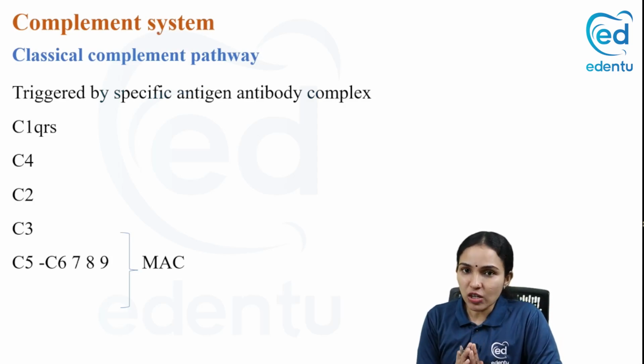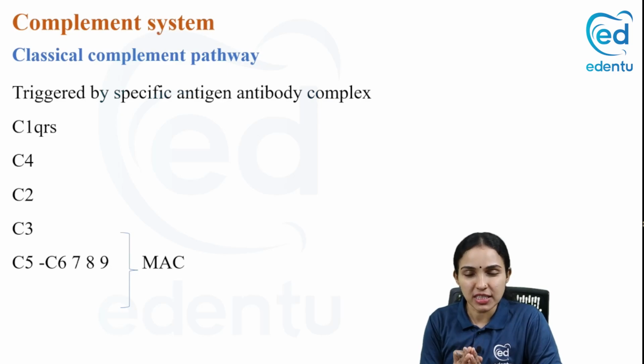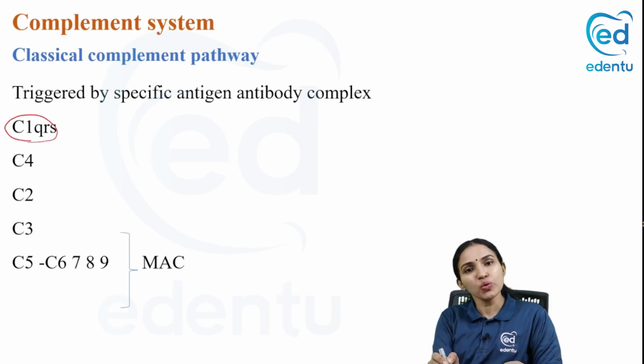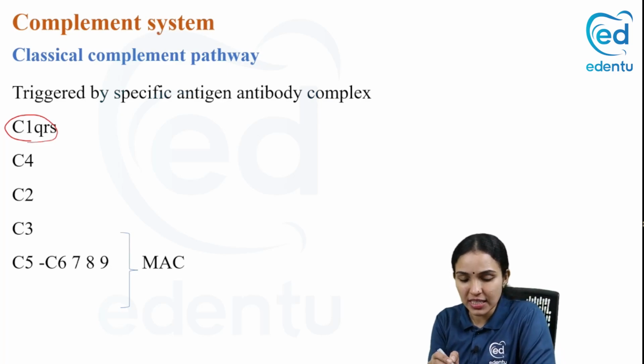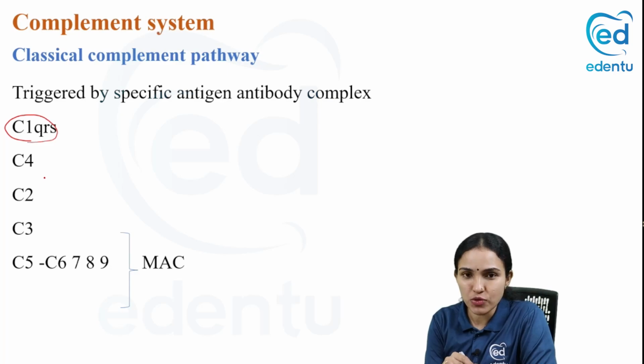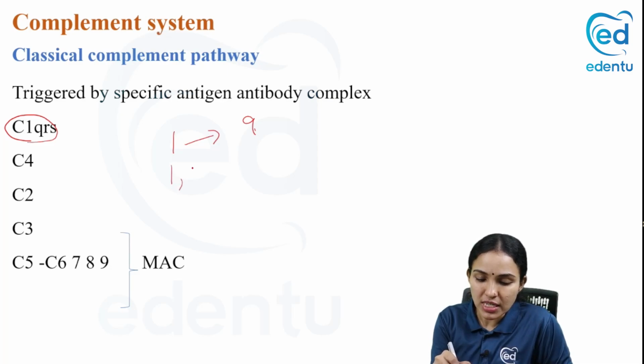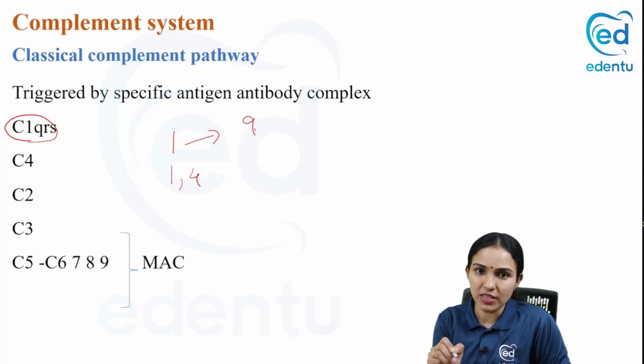In the classical complement pathway, I told you the first molecule to get activated is C1, C1qrs. Among q, r, s, q is the first one that gets activated, and then the next one is C4, then comes C2. So when you write 1 to 9, after C1, it is C4 that gets activated.